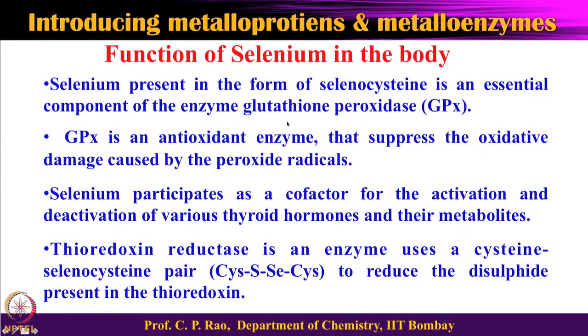So, the selenium is present as the selenocysteine, and it is an essential component of a number of enzymes, particularly glutathione peroxidase. So, what is glutathione peroxidase? Glutathione peroxidase is an enzyme which basically plays a role of removing radicals, toxic species. So, you can call it an antioxidant enzyme.